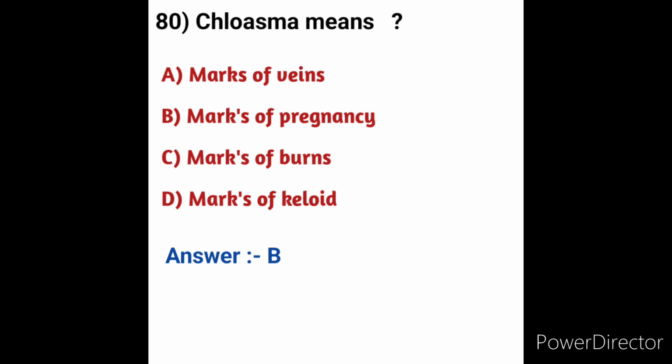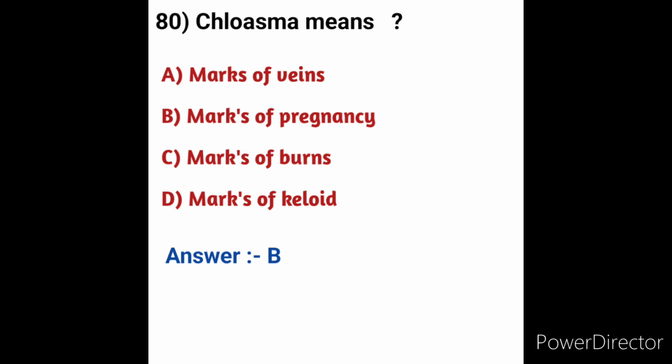Option A, marks of veins. Option B, marks of pregnancy. Option C, marks of burns. Option D, marks of keloid. What is chloasma? Chloasma is a condition in which brown patches appear on the face. It is also called melasma.